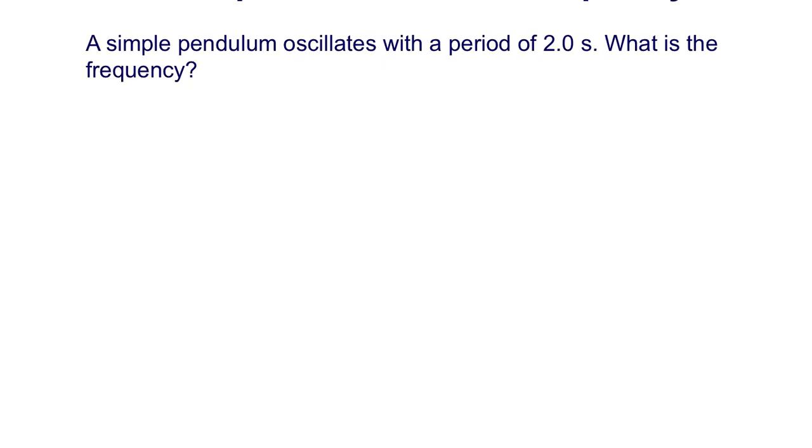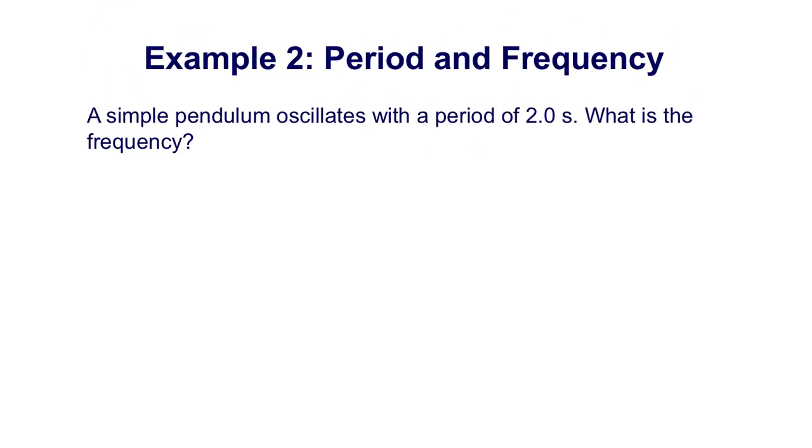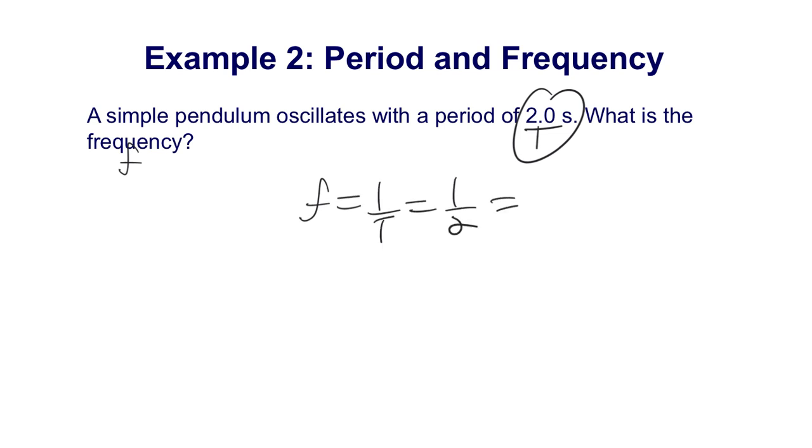Okay, so this one, this is the same thing. So the period is 2 seconds. What is the frequency? Frequency is 1 over T. 1 over 2 is 0.5 hertz, or cycles per second.